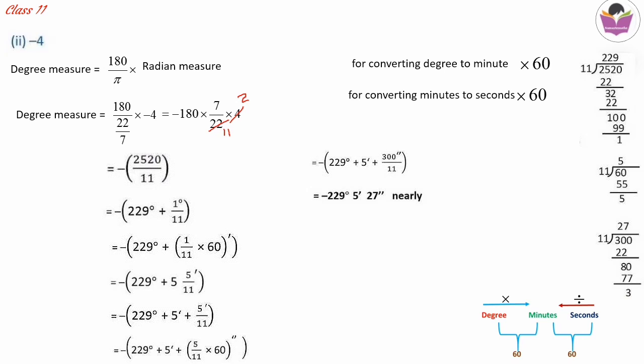So we can write this one as minus 229 degree 5 minutes. Then we can take this one 27. This 3 by 11 we can stop, because up to seconds only we know how to do, so the balance no need to take. So 3 by 11 no need to take, only up to 27 we can take, because division is continuing here, that's why. So this 27 is in seconds. So this is an approximate answer, because 3 by 11 we didn't take, that's why we can just write nearly minus 229 degree 5 minutes 27 seconds.